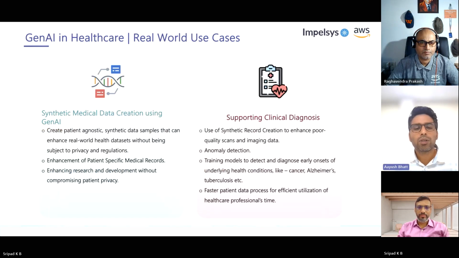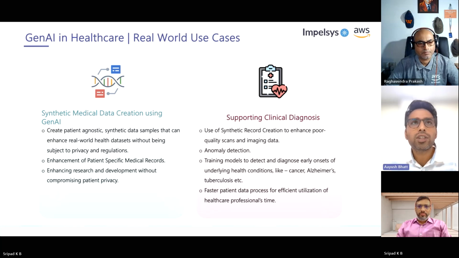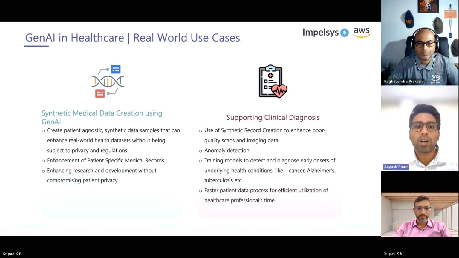So coming to the first Gen AI adoption in healthcare use case, that is creating synthetic medical data using Gen AI. And this, in my opinion, is one of the most important use cases of Gen AI in healthcare. The important point to note here is that any such data creation on the AWS cloud platform using the AWS native services could be patient agnostic, and it will follow all the necessary regional compliance and privacy laws.